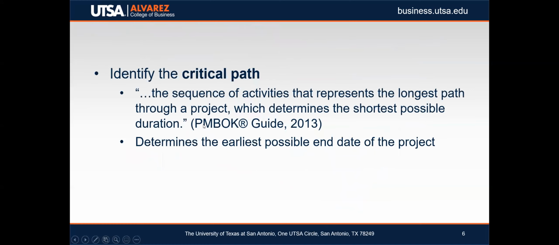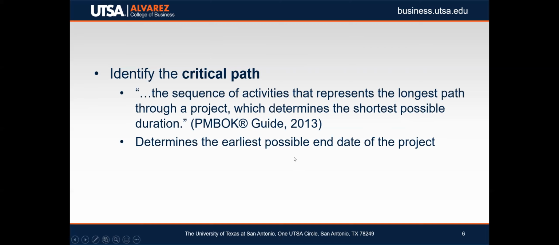Okay, the next step is to identify a critical path. And a critical path in the PMBOK is defined as a sequence of activities that represents the longest path through the project. It determines the shortest possible duration. I know that sounds confusing, but if you think about it, it's the longest path throughout the project. It means it's the shortest amount of time we can get something done. And it also determines the earliest possible date that the project can end.